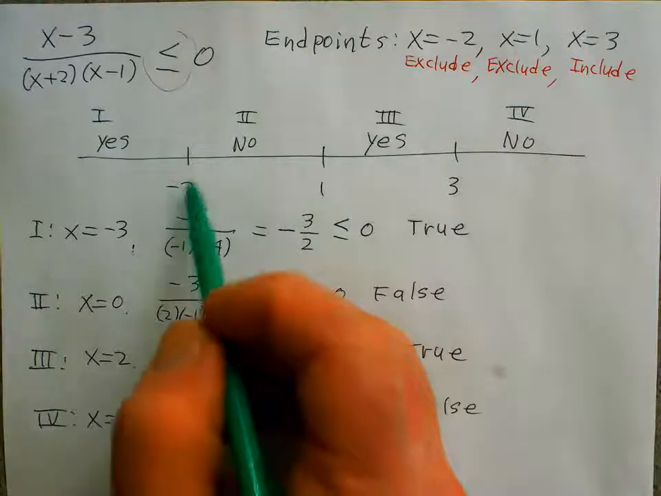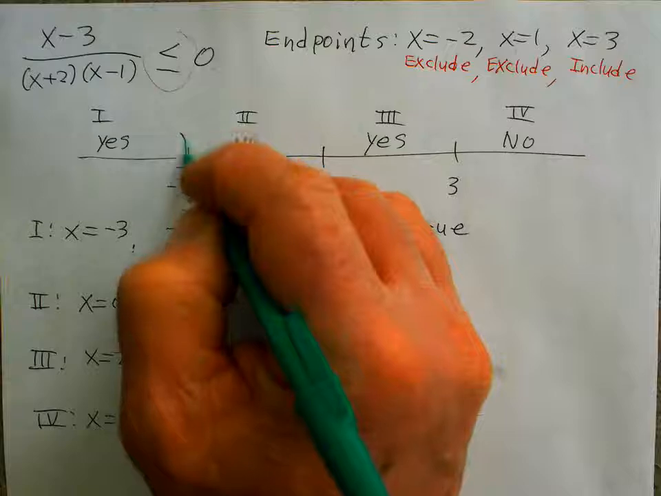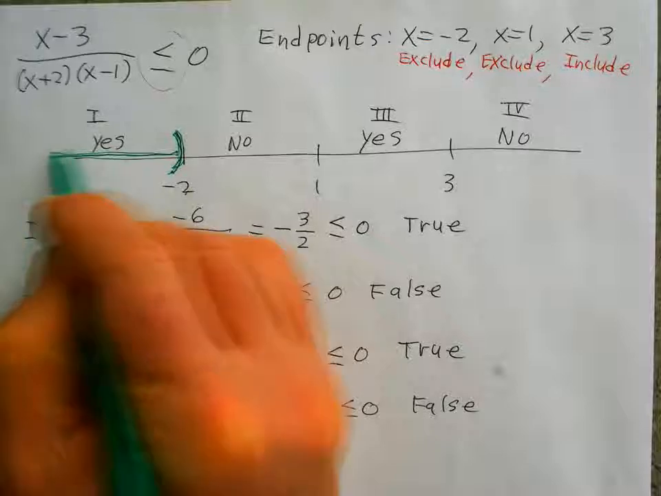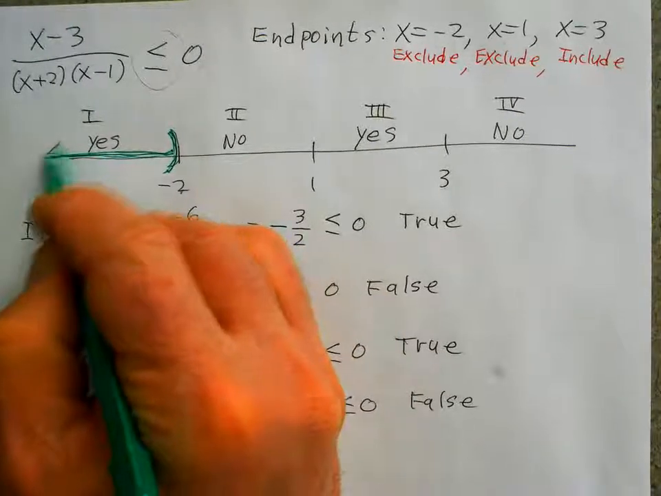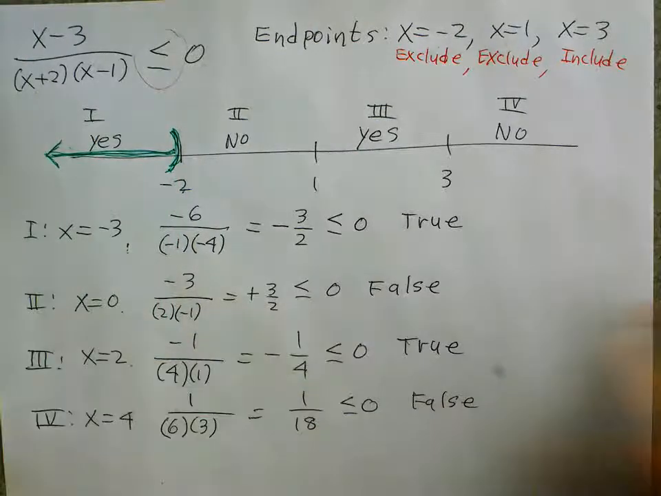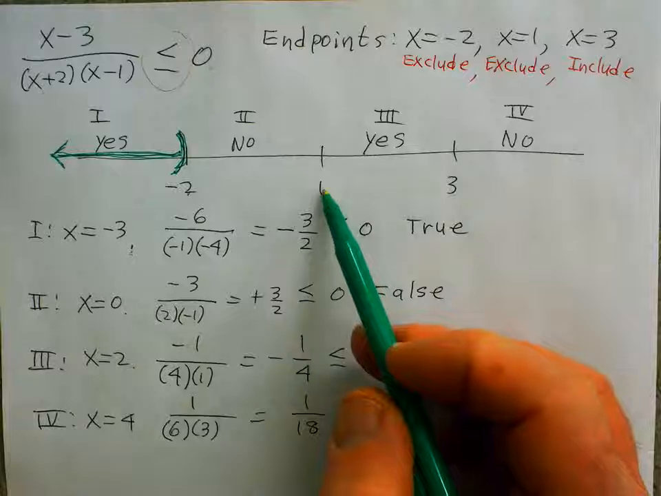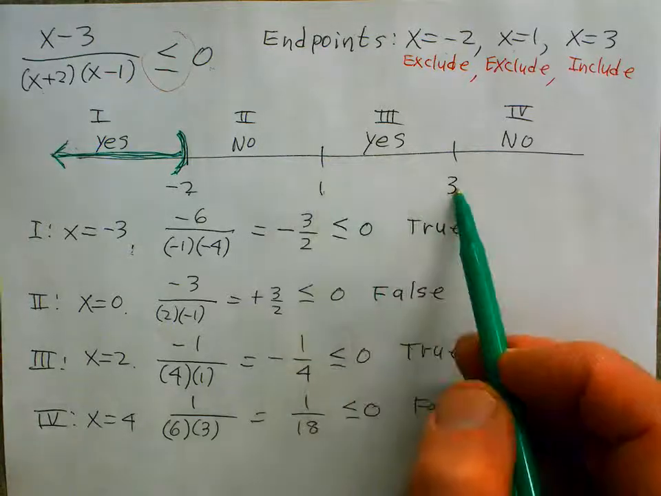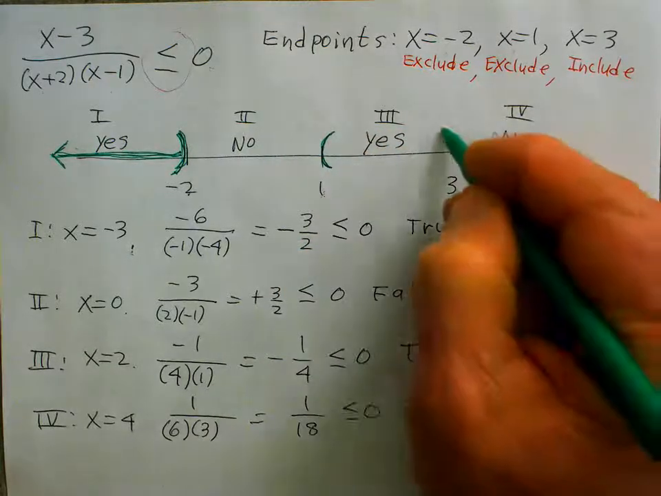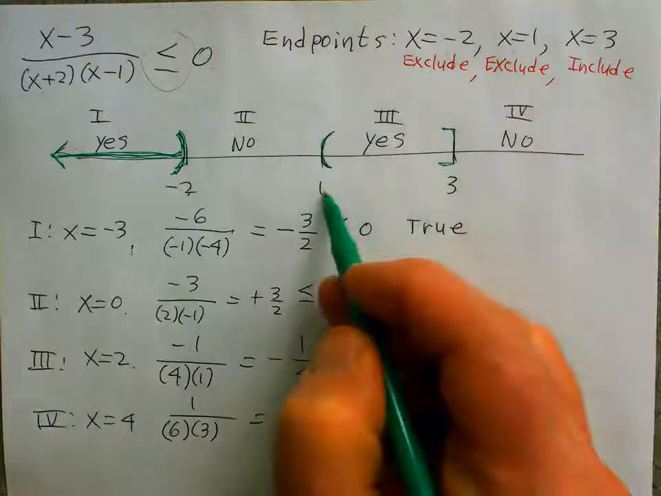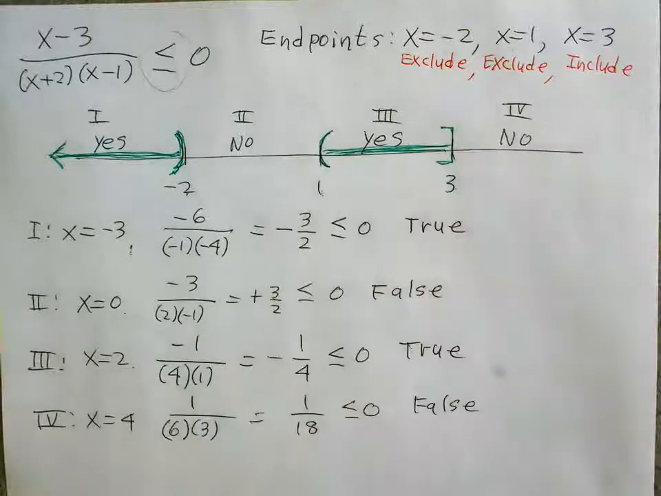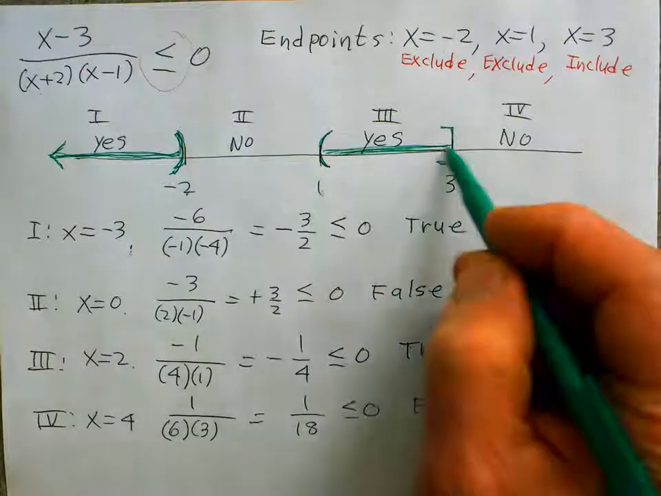Graphically, we're excluding -2, so we have a parenthesis at -2 that opens to the left, and then color in the number line to the left of -2. The other part of the solution are the numbers between 1 and 3. We're excluding 1, but we are including 3. So put a parenthesis at 1 and a bracket at 3, and then shade in the interval between 1 and 3.